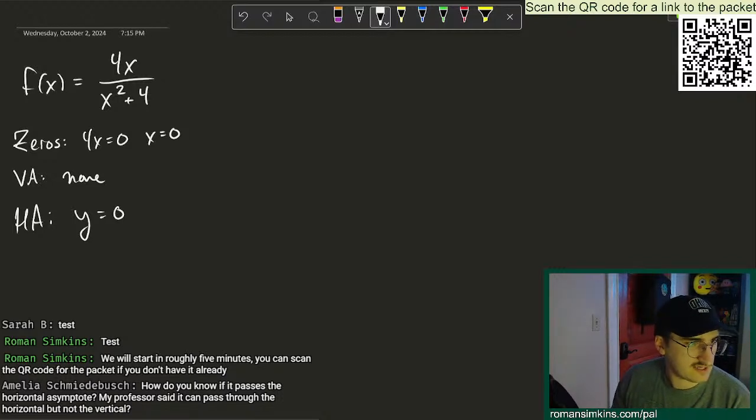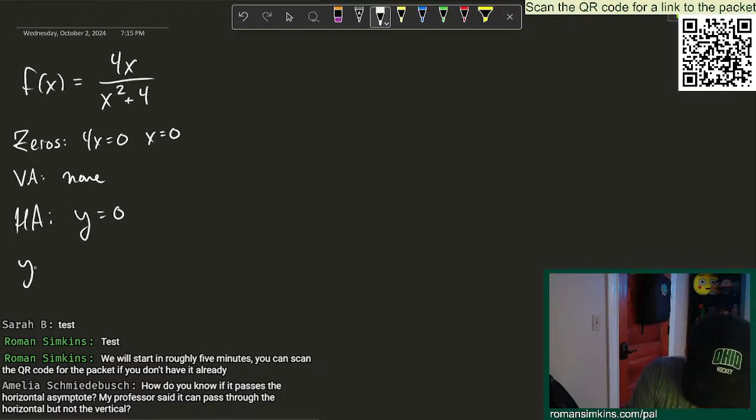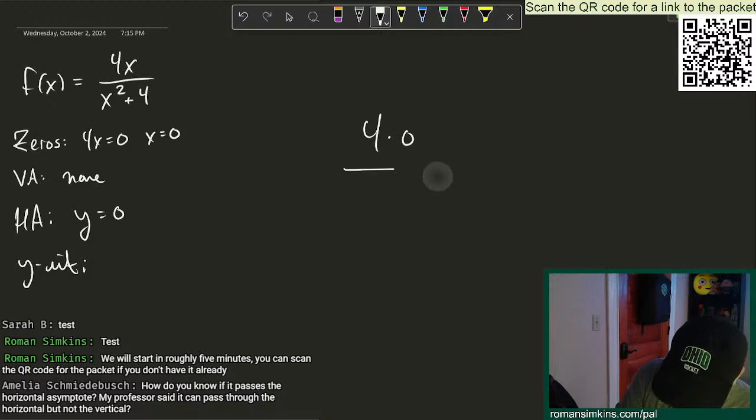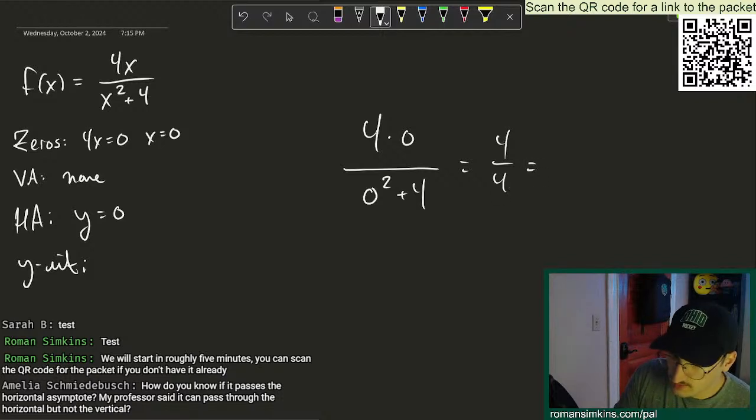We want to set x equal to 0 and solve for the y-intercept. So we know that if I set x equal to 0, I get 4 times 0 over 0 squared plus 4. This is equal to 4 over 4, and this gets me 1. So my y-intercept is at (0, 1).